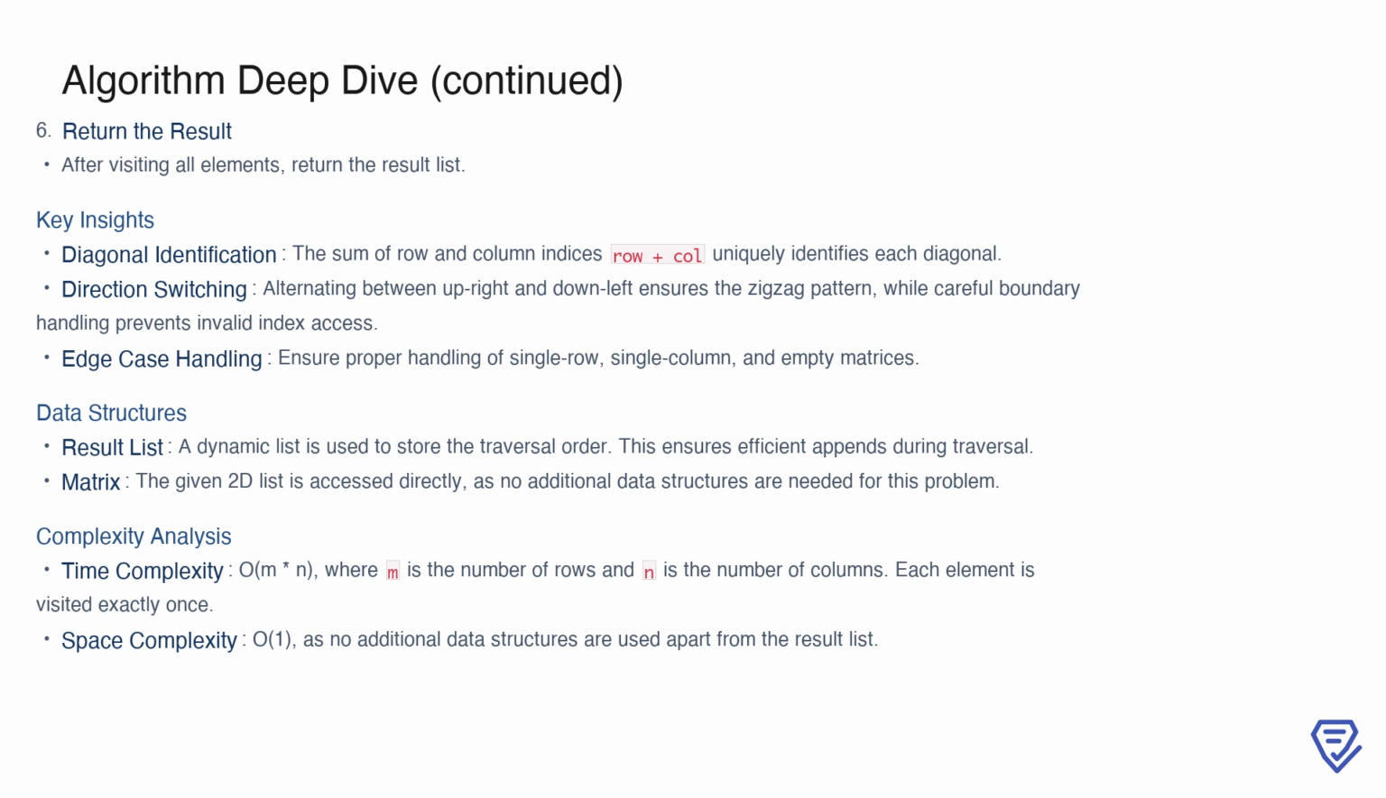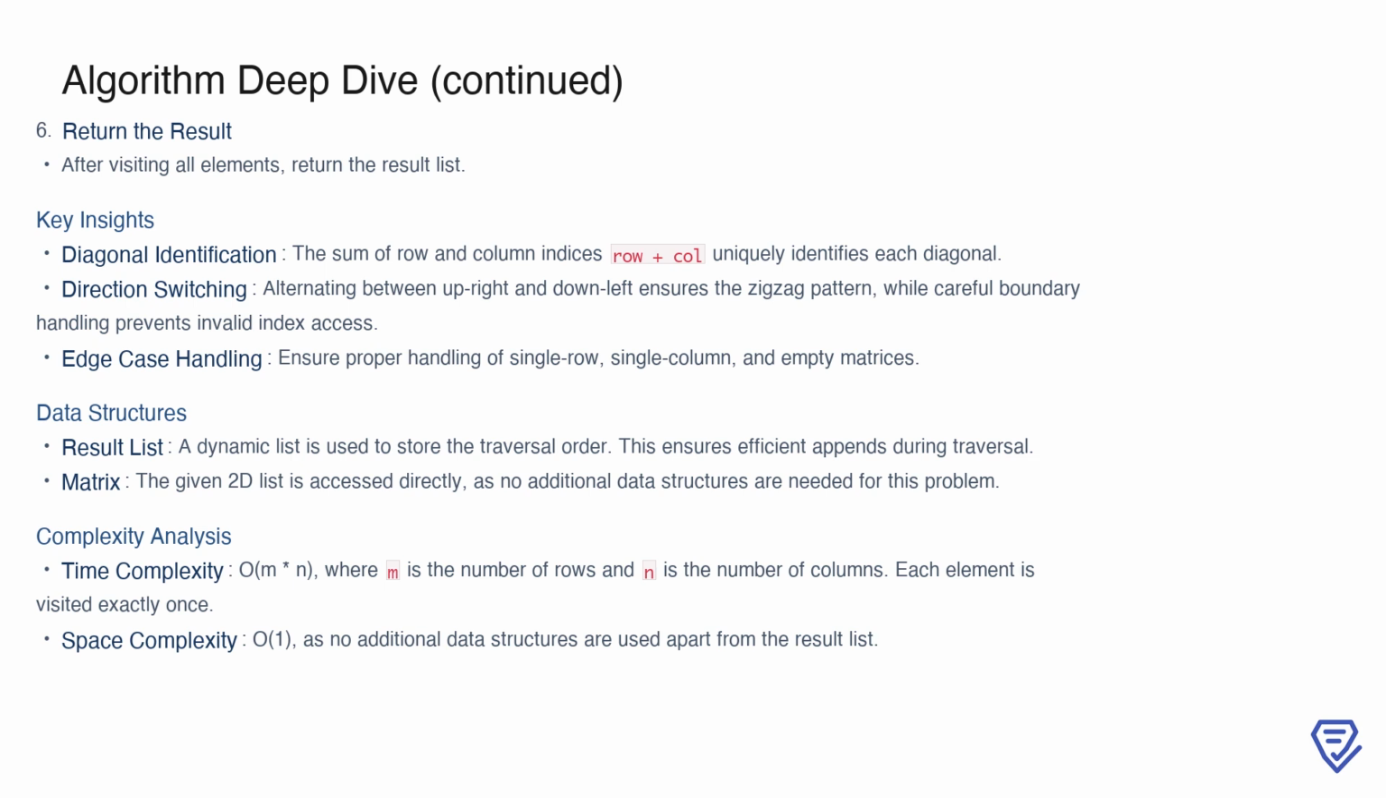This means that all elements along the same diagonal share the same value for row plus col. Alternating the direction based on the flag ensures the zigzag pattern, while proper handling of boundaries prevents any out-of-bounds errors. It's also important to account for edge cases, such as single-row matrices, single-column matrices, or even an empty matrix, to ensure the solution works universally.